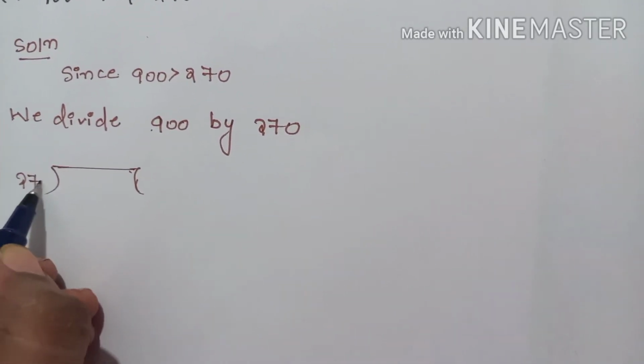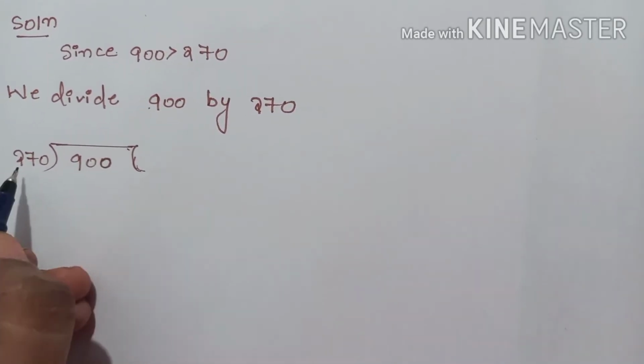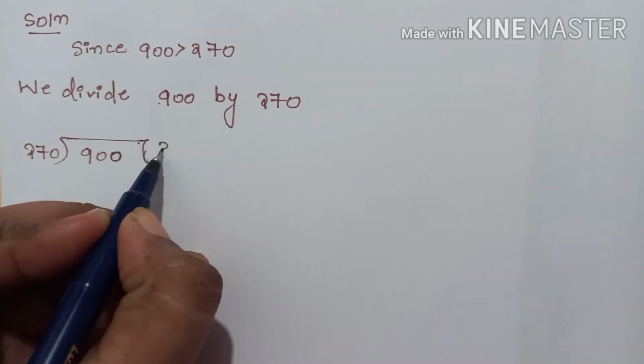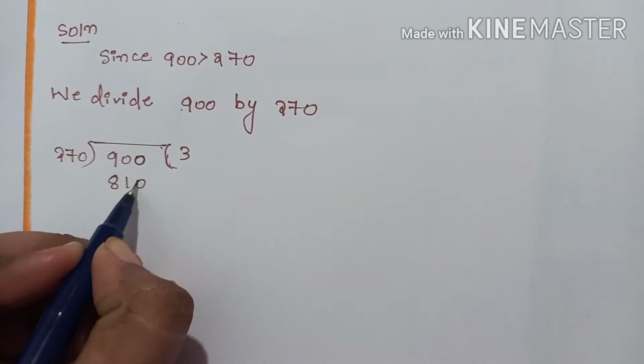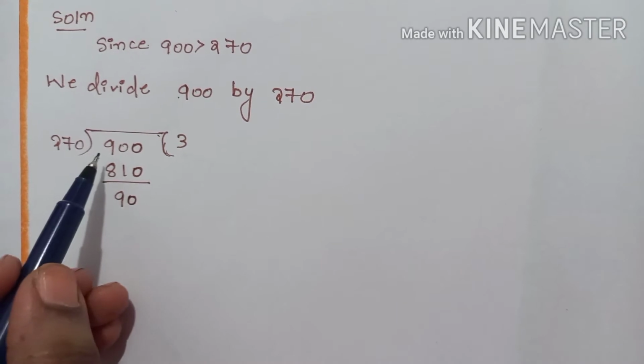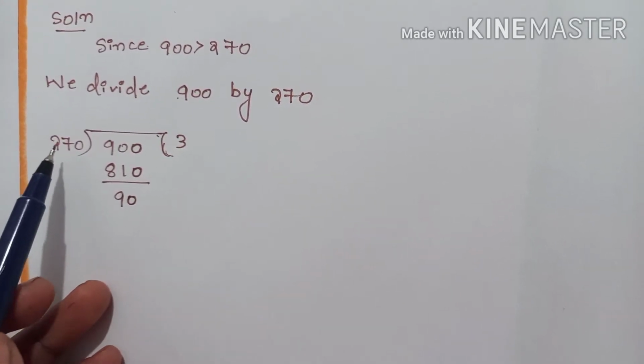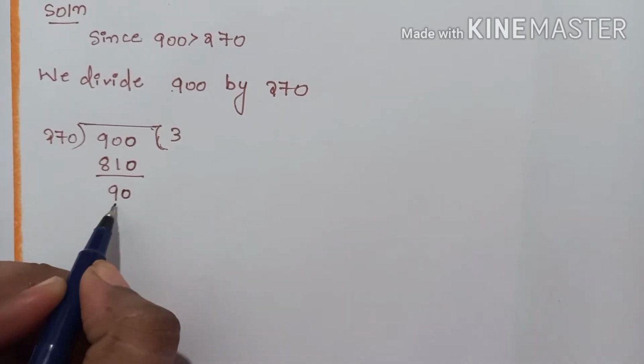The smaller number should be written here and the larger number here. So 270 3s are 810, which leaves the remainder 90. Until we get 0, we should keep dividing. Now we have got 90.